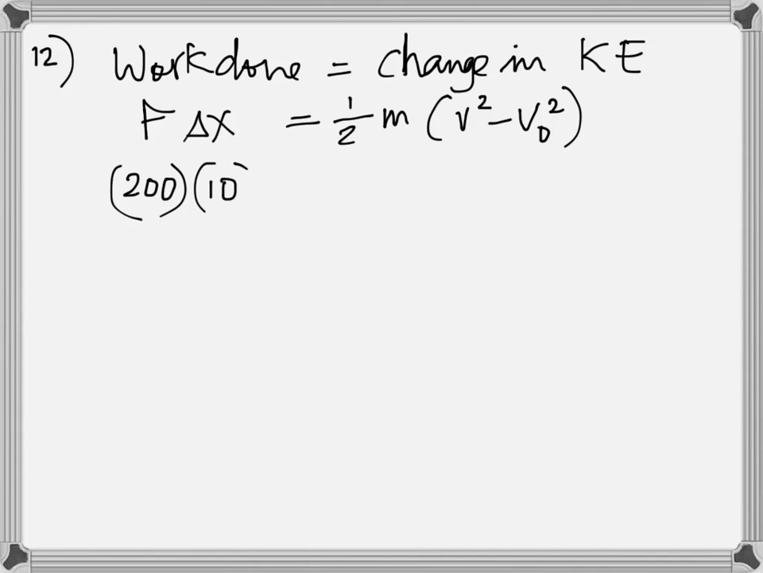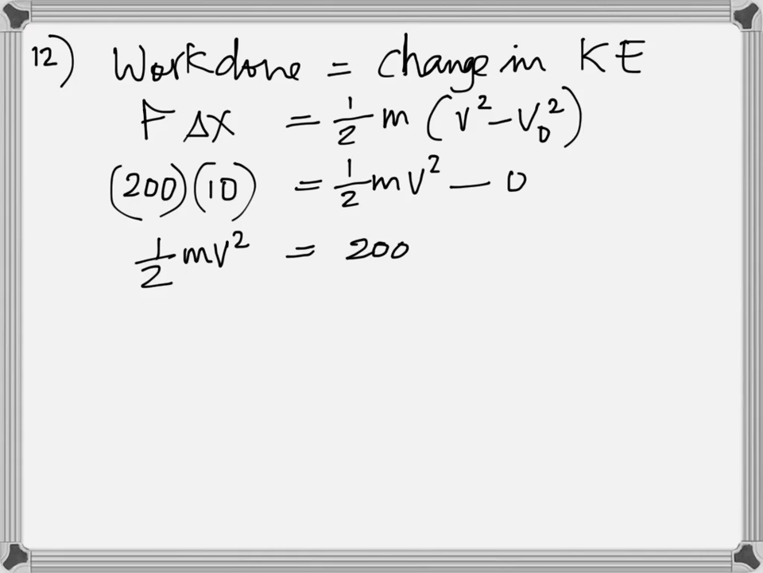The force is given as 200 Newton. Multiply by 10 is equal to that. And what's the initial kinetic energy? Anybody? In that question, what's the initial kinetic energy? 0? Yeah. So that's why you have a 0 there. And so 1/2 mv squared is equal to 2000 joules. So final kinetic energy is 2000.